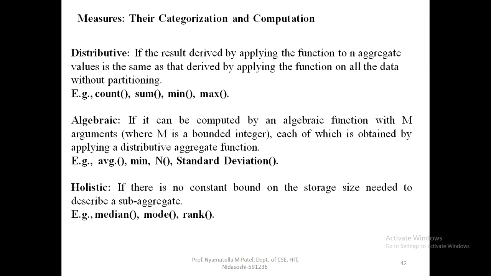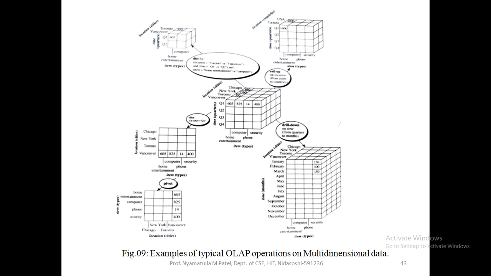Now, coming to typical OLAP operations, the last point in module 1. What are the typical OLAP operations available? Typical OLAP operations include roll up, drill down, slice, and pivot. So here you see an example of typical OLAP operations on multi-dimensional data.